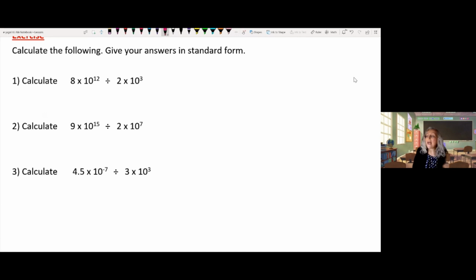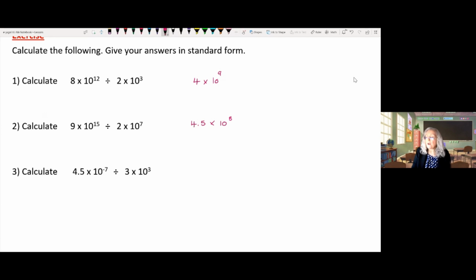So with this one, 8 divided by 2 is 4. And then 10 to the power of 12 divided by 10 to the power of 3, you subtract the little numbers, so it's 10 to the power of 9. 9 divided by 2 is 4.5, multiplied by 10 to the power of, and then 15, 10 to the power of 15 divided by 10 to the power of 7, you subtract the little numbers. 15 subtract 7 is 8, so 4.5 times by 10 to the power of 8.